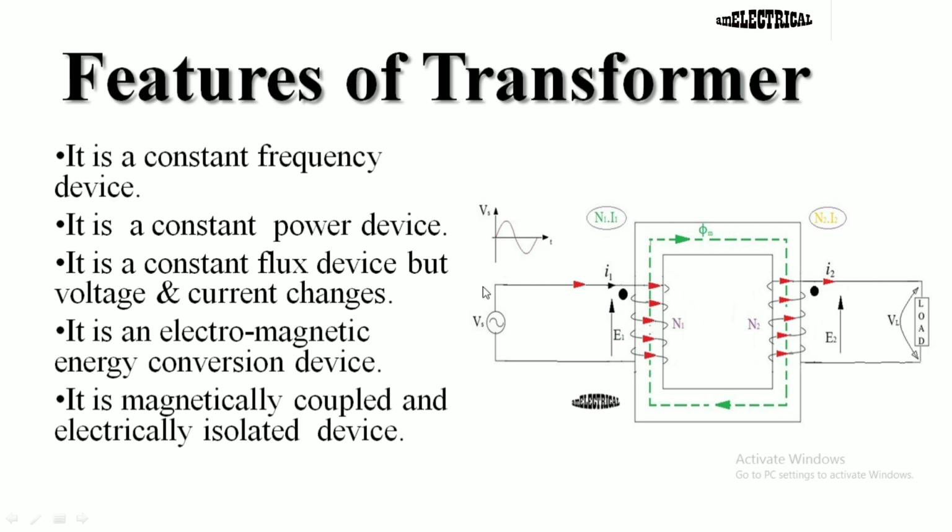Just the reverse case in case of a step down transformer. That means it is clear that the input port and output port voltage and current can be changed, but their multiplication, that means the power, E1 I1 must be equal to E2 I2.